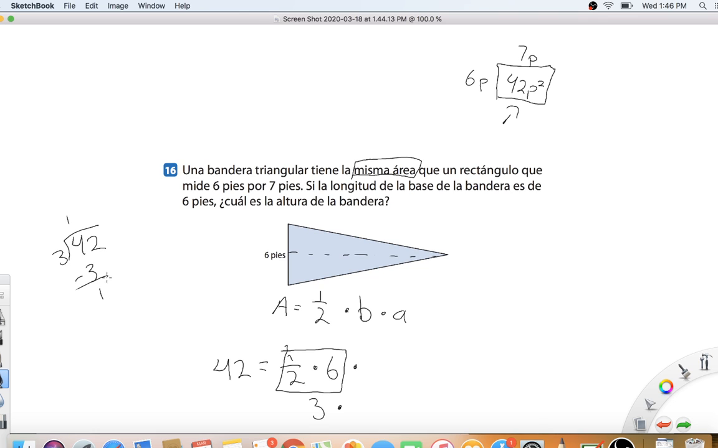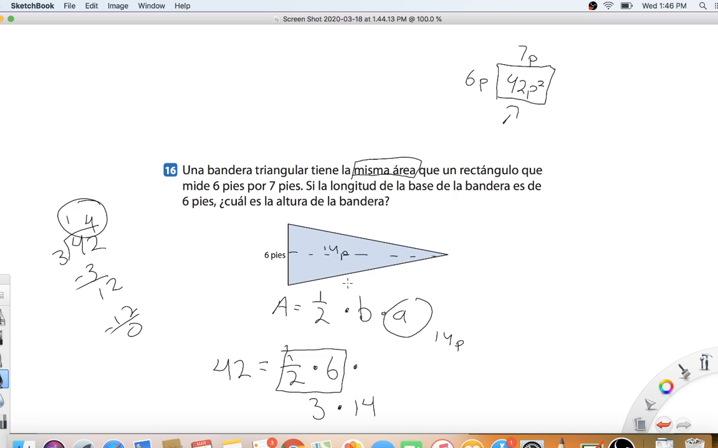No, eso es un 2. Así que ese lado tendría que ser 14, porque 3 por 14 me da 42. Así que significa que la altura sería 14 pies. Así que esa altura solo diríamos que es 14 pies.